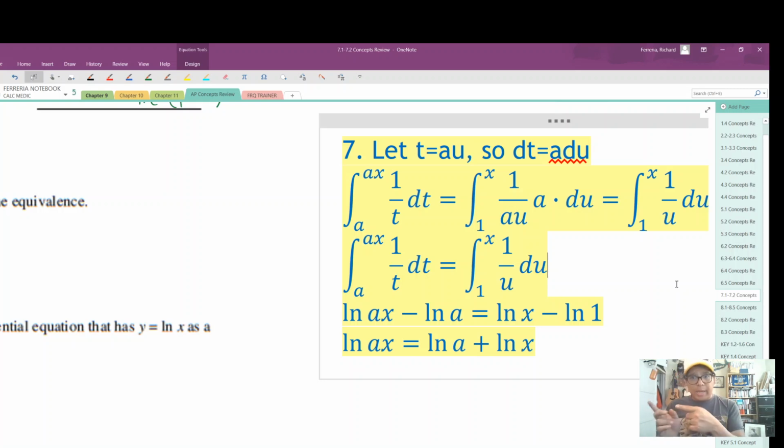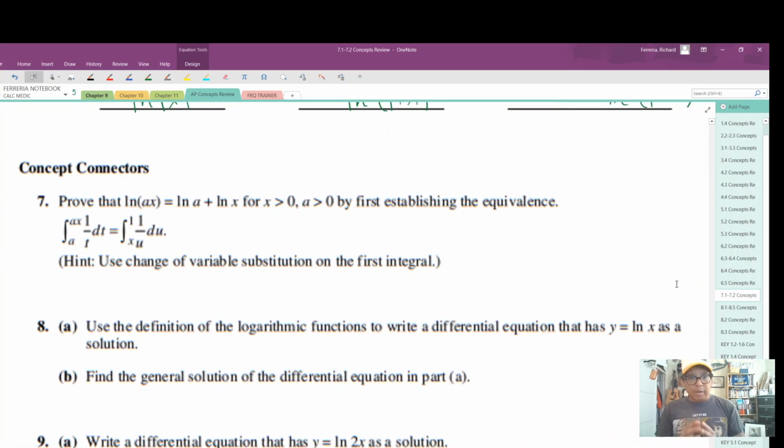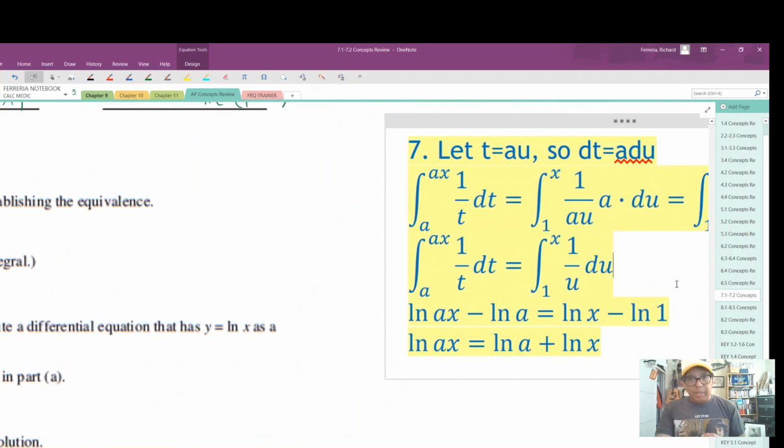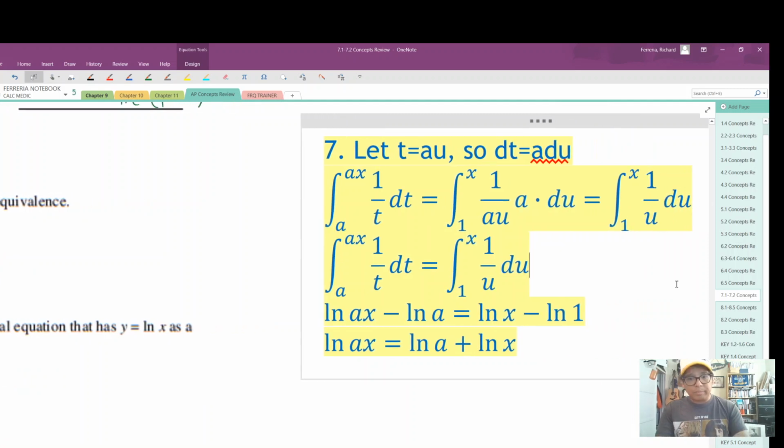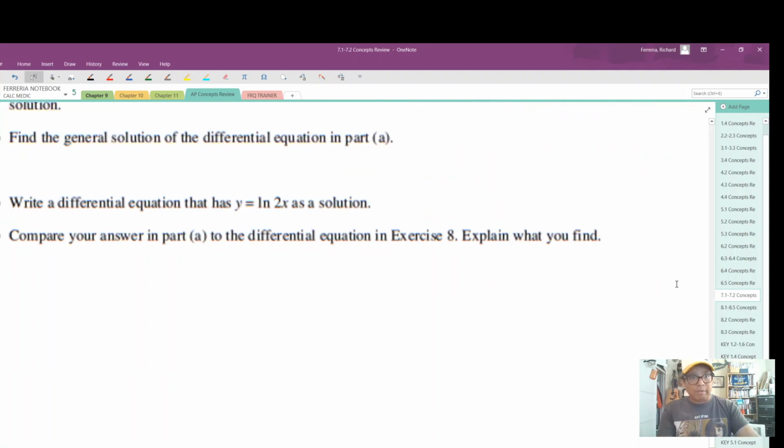Let's take a look at number 8. Use the definition of the logarithmic function to write a differential equation that has y equals natural log of x as a solution. Well, that's pretty easy, I think. The derivative dy/dx is equal to 1 over x. When we integrate that, that should give me natural log of x, or y equals natural log of x.